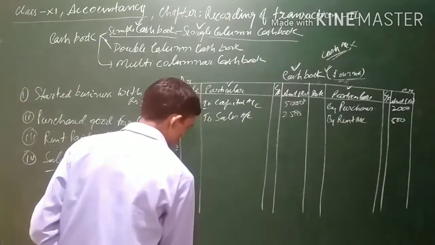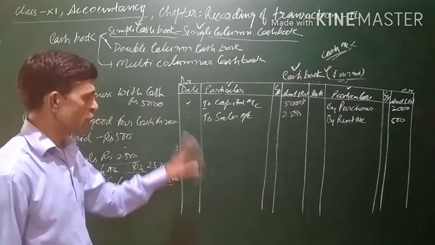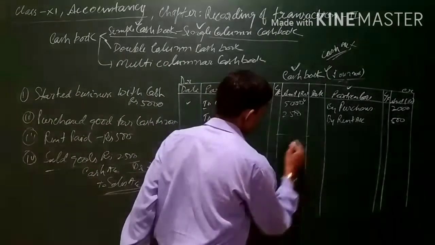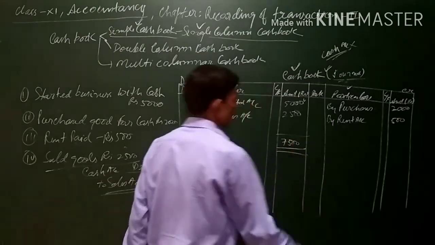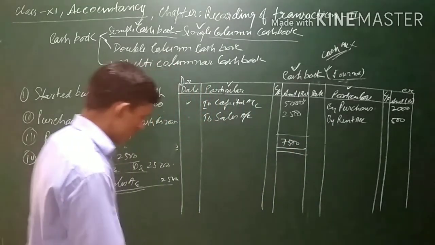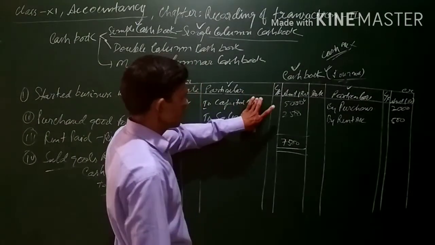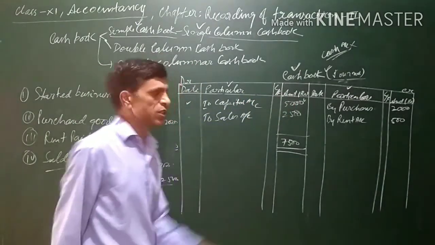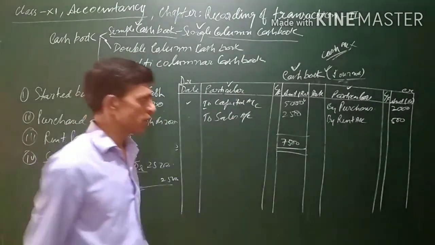And this is how the balancing is done. It is important, and we will learn it later also. Let us see. The total of the debit side is 7,500. Since this is the receipt side, this much amount the business has received, 7,500, on account of capital and on account of sales. This is the amount which we have received.